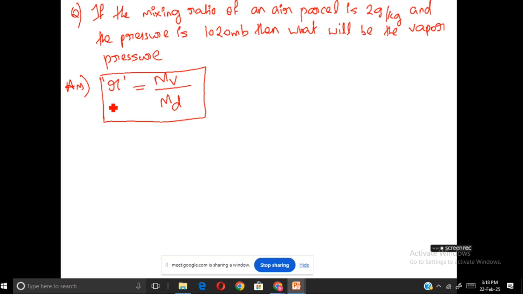So the mixing ratio is given as 2 gram per kilogram, which means the ratio between the mass of vapor and the mass of dry air is 2 gram per 1 kilogram of dry air. For every 1 kilogram of dry air, there are 2 gram of water vapor present. That's what this tells. So r is given as 2 gram per kilogram, and the total pressure P is given as 1020 millibar.